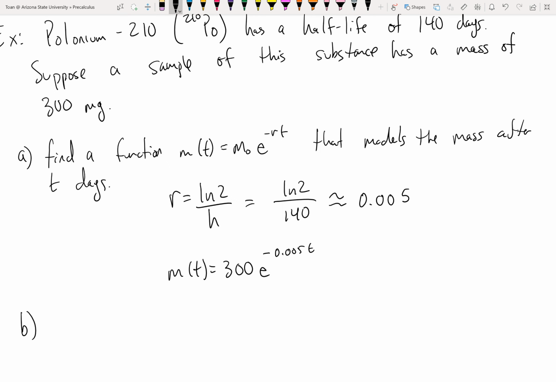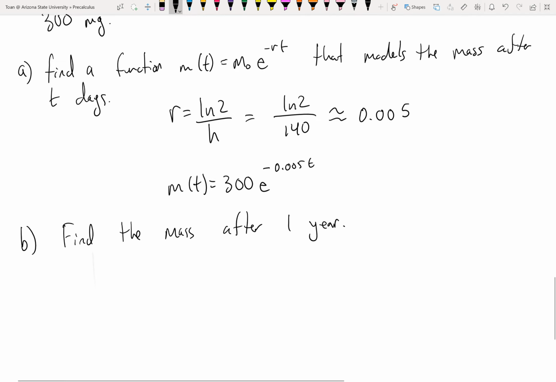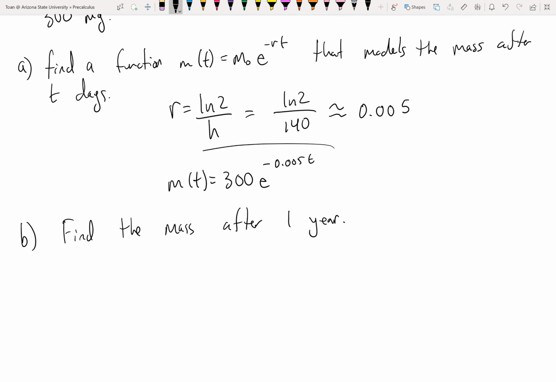The second part of the question, find the mass after 1 year. Now, this should be easy, right? Once you have the model, which we did in part A, it's just plug and chug. But be very careful. If they're going to trick you, and I'm not saying they will, it will be when it comes time to using the model, plugging stuff in. Remember that the time t will always match the units of your r.